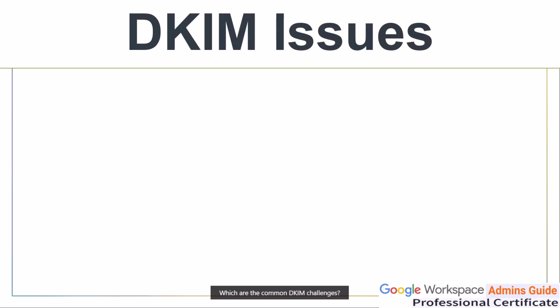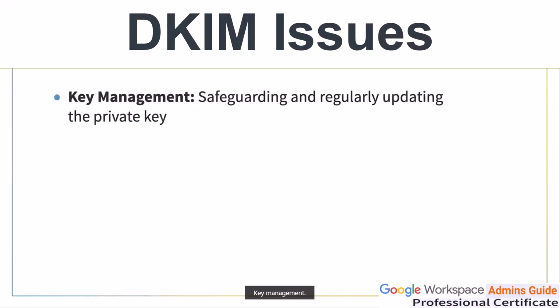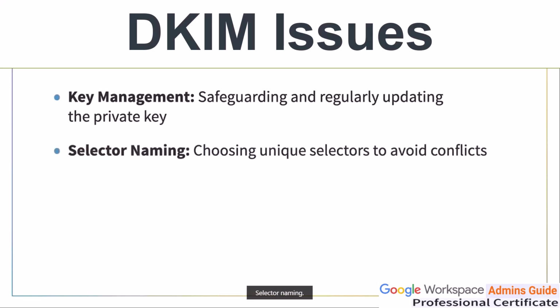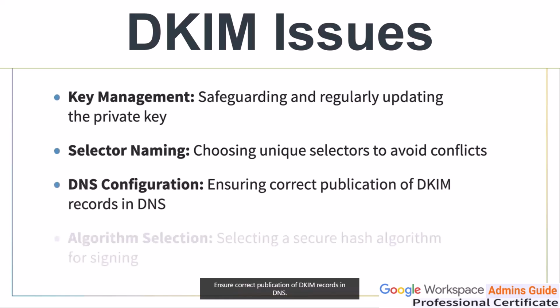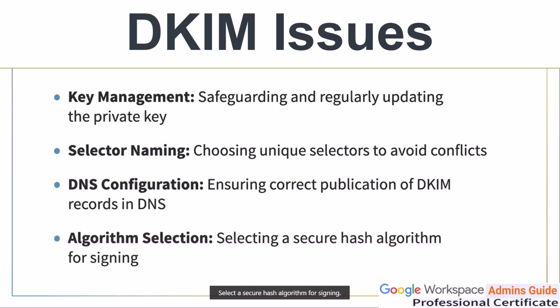Which are the common DKIM challenges? Key management. It's a good idea to safeguard and regularly update the private key. Selector naming. Choose a unique selector to avoid conflict. DNS configuration. Ensure correct publication of DKIM records in DNS. Algorithm selection. Select a secure hash algorithm for signing.